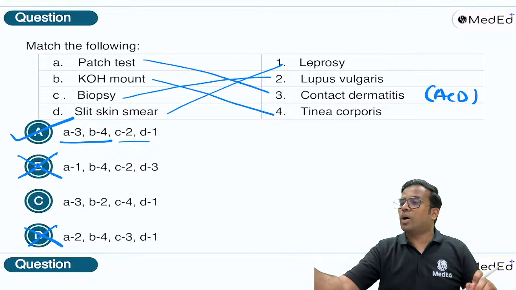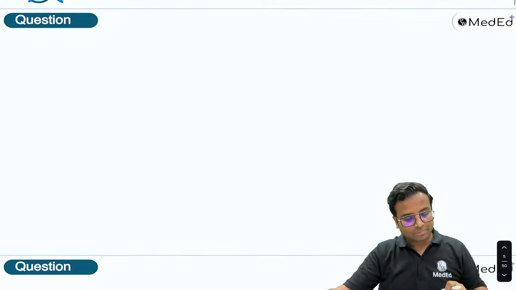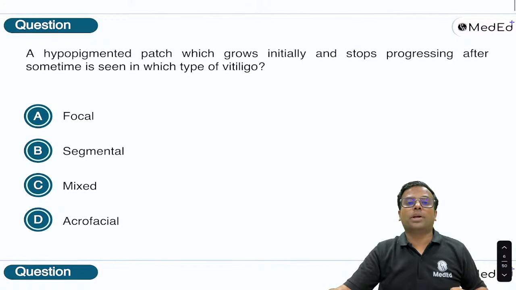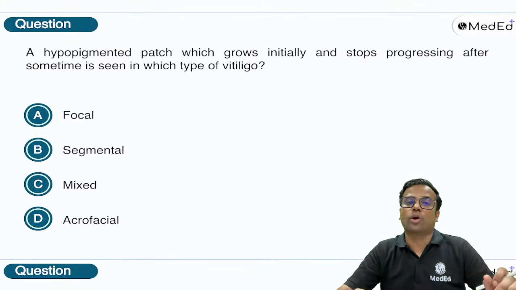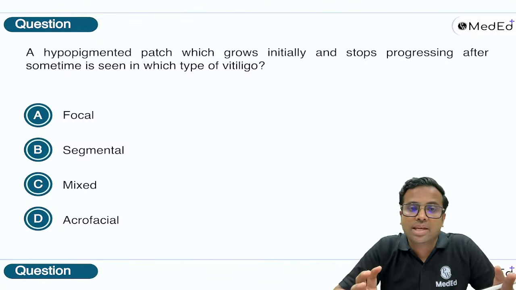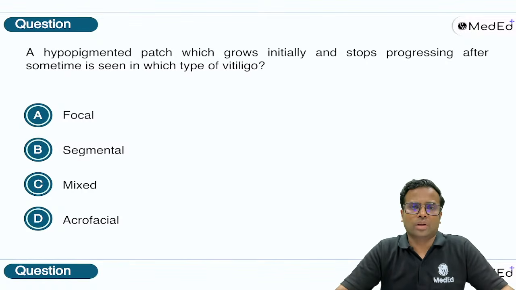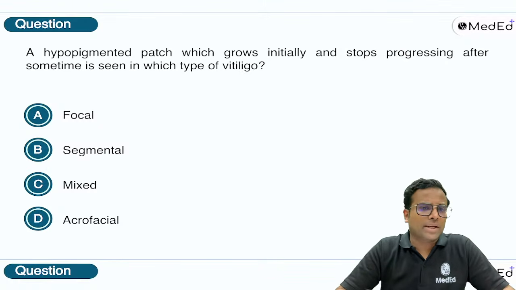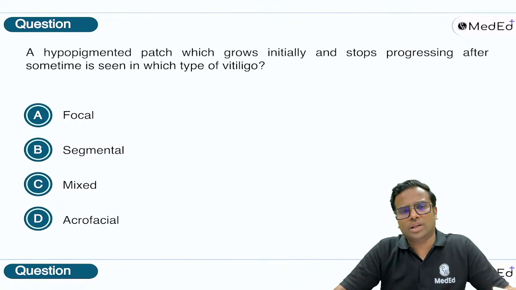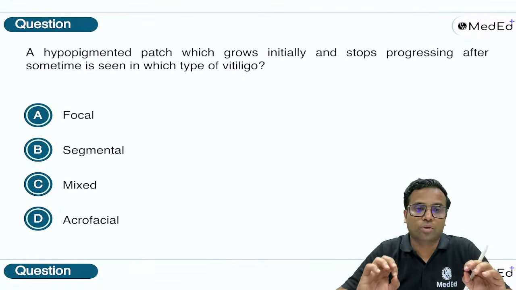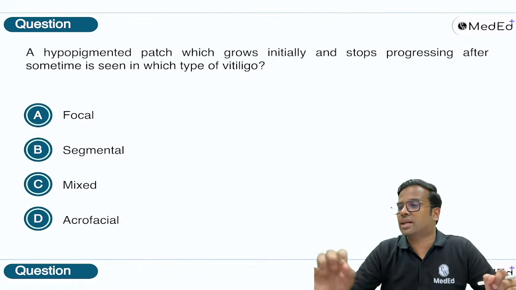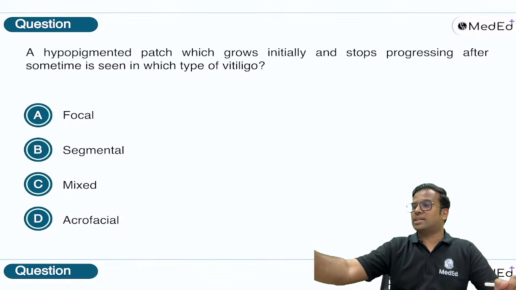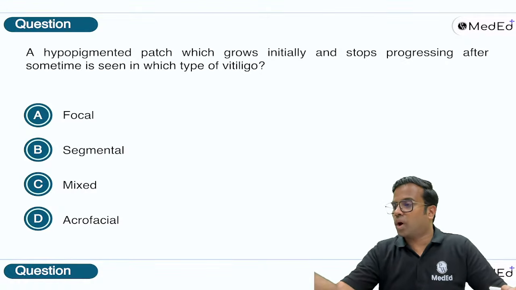Yes. So now let's continue with the next question. A hypopigmented patch which grows initially and stops progressing after some time is seen in which type of vitiligo? Now, focal, segmental, mixed and acrofacial. Meaning, all the options that you have got in this MCQ are different types of vitiligo. What do you think is the right answer? I'll just give you a second to answer in the chat box. So what is the right answer here? Just let me know in the chat box.